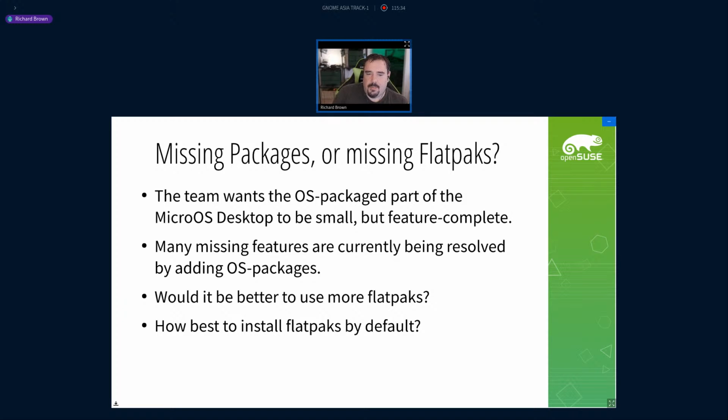I like the idea of using more Flatpaks by default, but that leads to the question of what is the best way to install a Flatpak by default on a system? And I haven't really been able to find anybody who gives me a straight answer on that. So I figured I'd talk at a GNOME conference, ask the question, and I'm more than interested in anybody's answer to that.